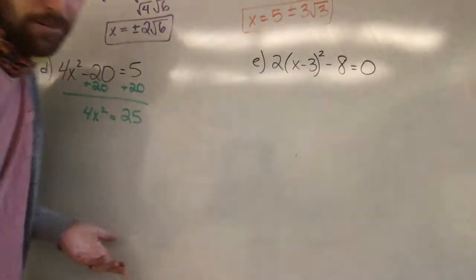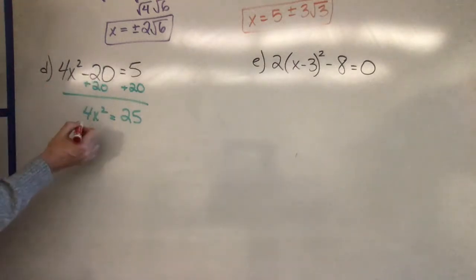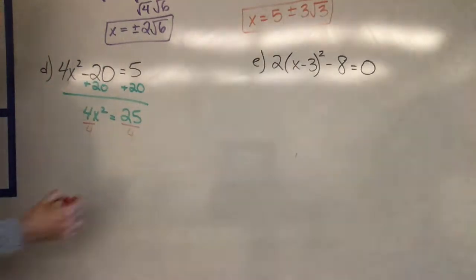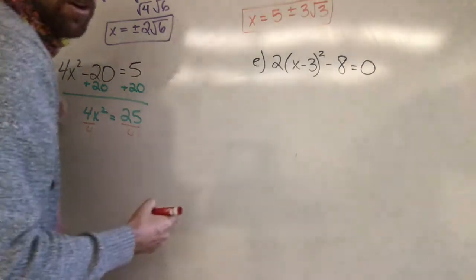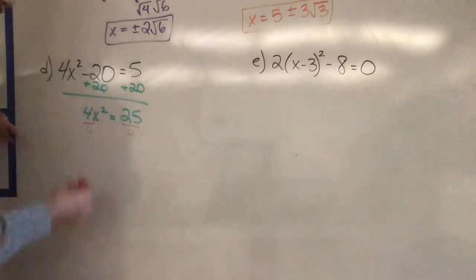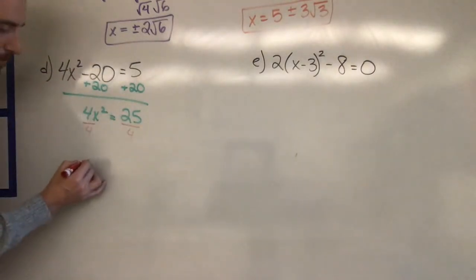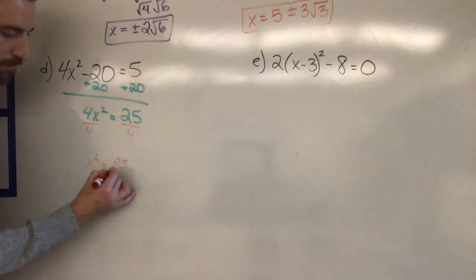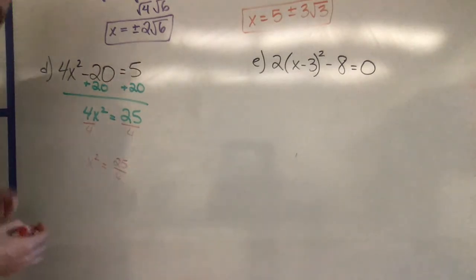How do we get rid of the 4? We have to divide by 4. Divided by 4, divided by 4. Now you might be tempted to say, oh, x squared equals 6.25. We're going to leave it as a fraction. Why? Because we're cool. Look at you guys. So cool, man. Can you see that?